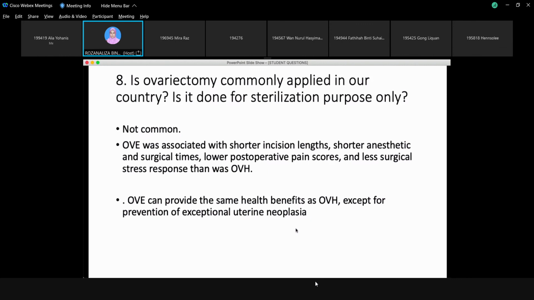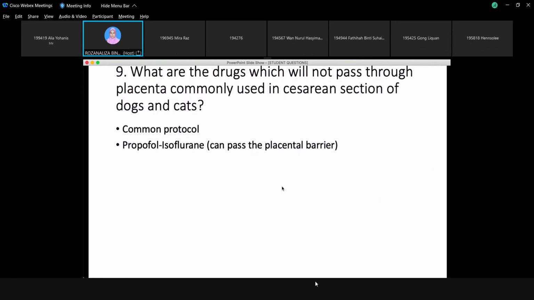Okay, what are the drugs which will not pass through the placenta commonly used in cesarean sections of the dog? Okay, so basically all the drugs I think are able to pass through, because all the drugs commonly used.